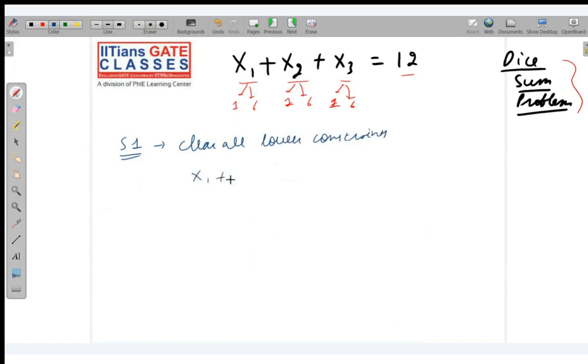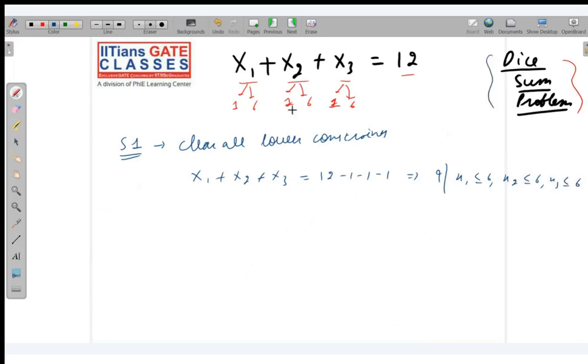So now I think I can write it directly. X1 plus x2 plus x3 is equal to 12 minus 1 minus 1 minus 1. It comes out to be 9. Okay, so now I have just the upper constraint. X1 can be at most 6, x2 can be at most 6, x3 can be at most 6. Are you getting it now?